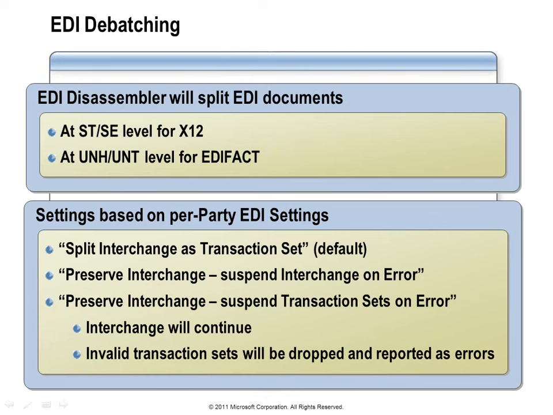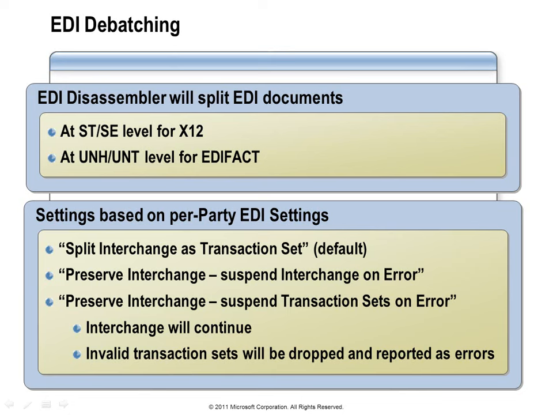The EDI disassembler is set up such that it will split EDI documents if you set it up to do so. So for the X12s, you can split on that ST or SE level, for EDIFACT at the UNH or UNT level. And you can set this up at the party level.